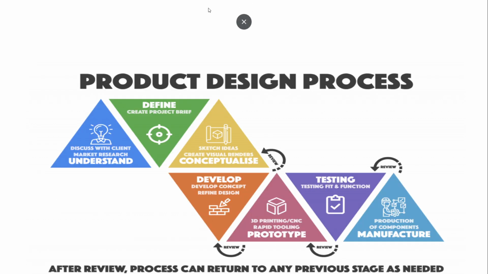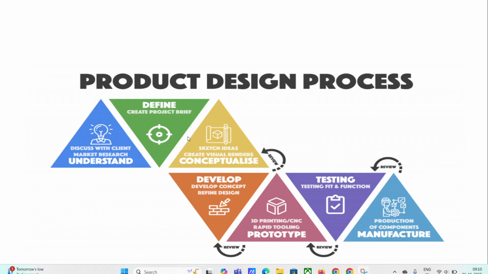Product design process. Discuss with clients, market research and understanding, define and create a product brief, sketch ideas, create visual renders, conceptualization, developing the concept, define the design, 3D printing. Here is prototyping with 3D printing, testing, and here is the manufacturing, the last part.